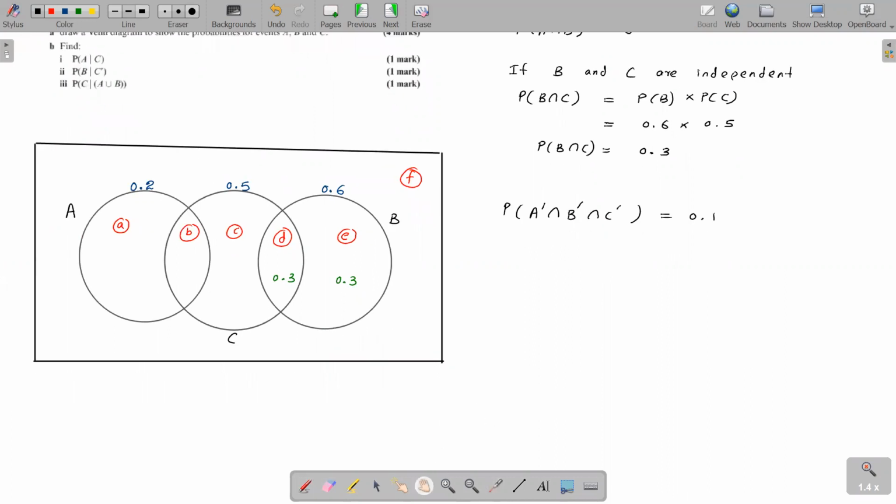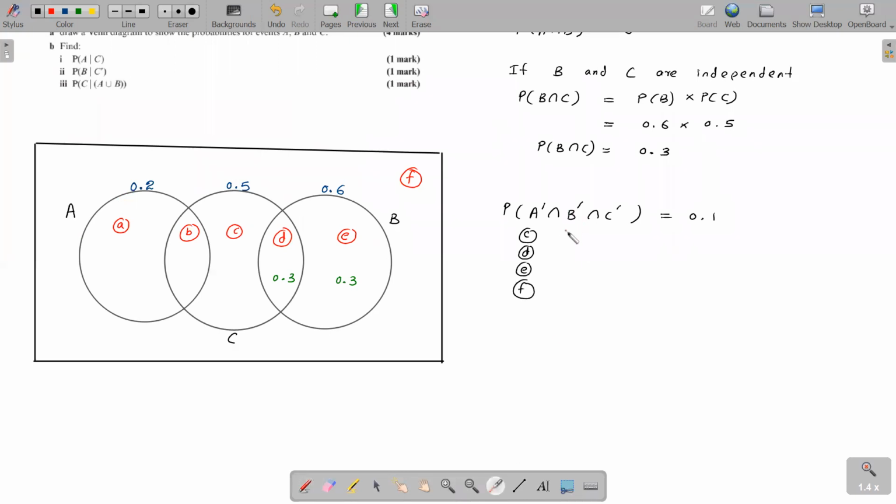So let's find it. I'll go for A complement. Who is A dash or A complement? A complement means all the regions outside of it. Inside of A, I have region A and B. Outside of A, I have the regions C, D, E, F. Agreed? So this is C, D, E, F.